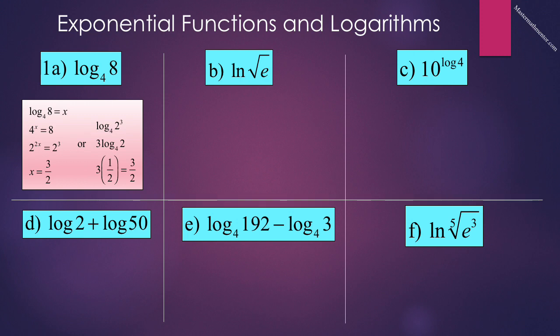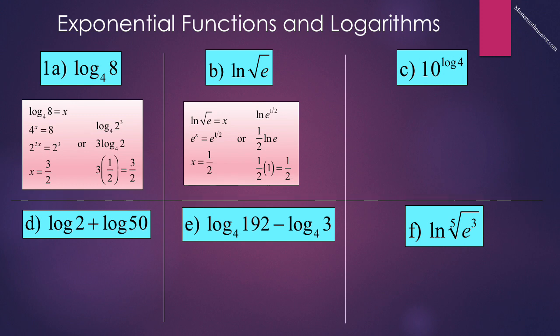We can also say that log base 4 of 8 is log base 4 of 2 to the third. We can bring the 3 in front and write that as 3 log base 4 of 2. Log base 4 of 2 is 1/2 because 4 to the 1/2 power is 2. So this is 3 times 1/2 or 3/2.